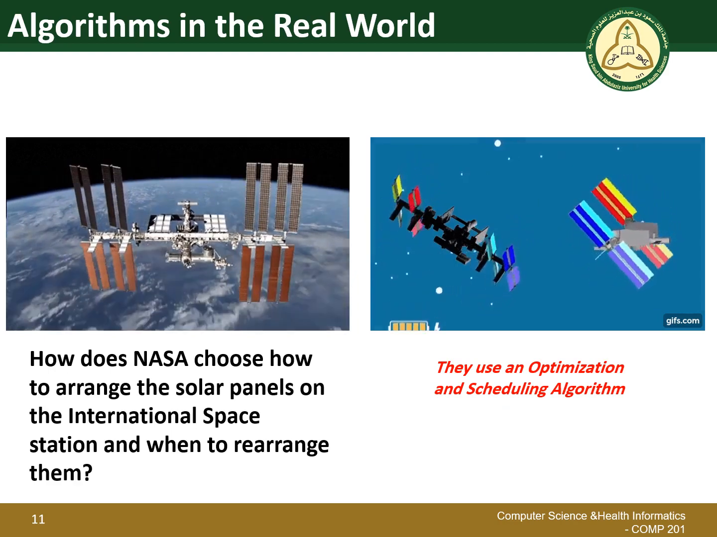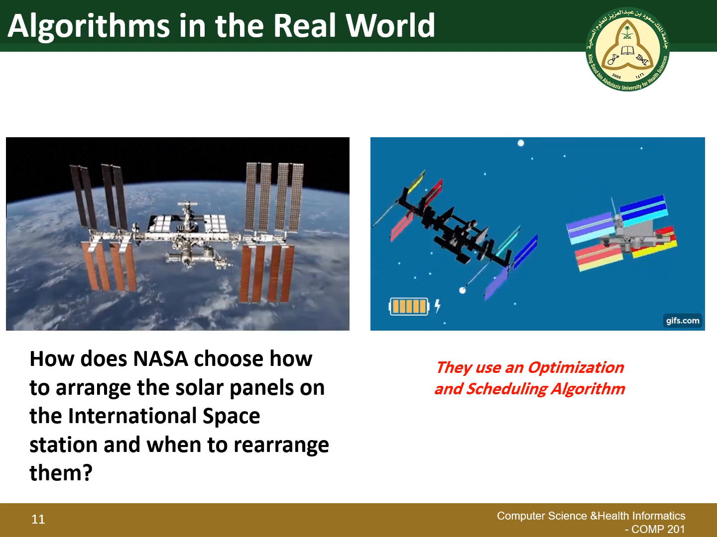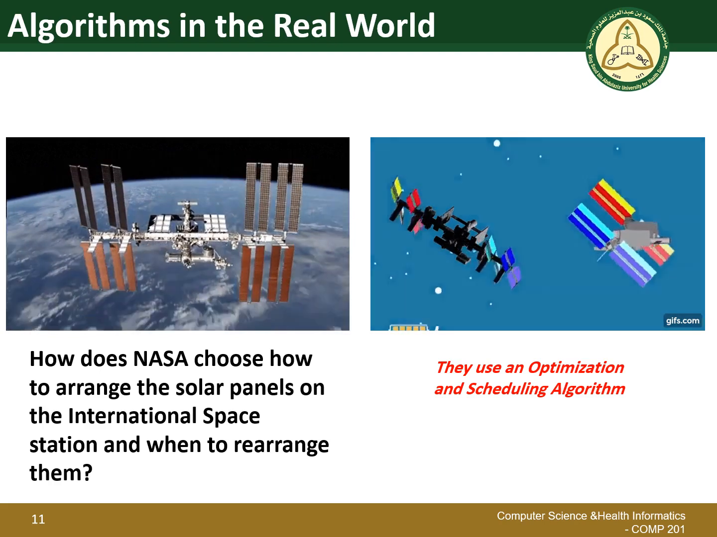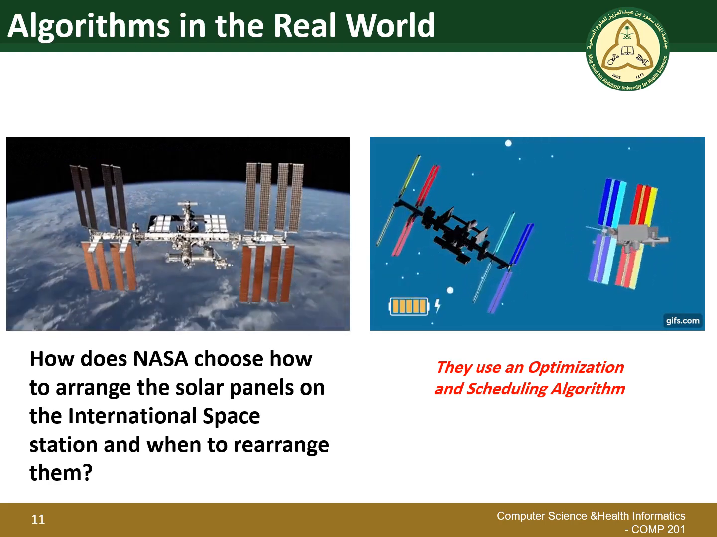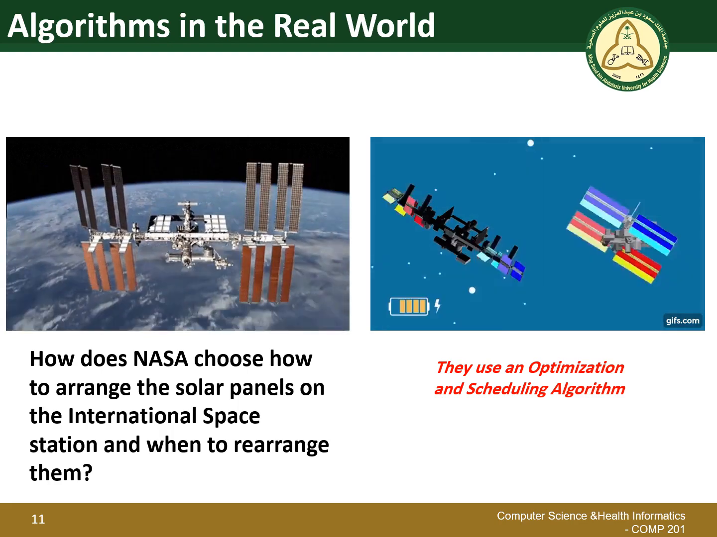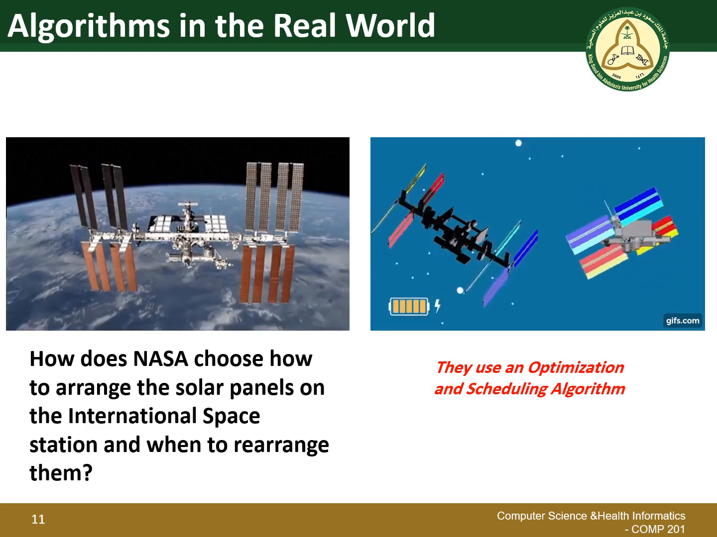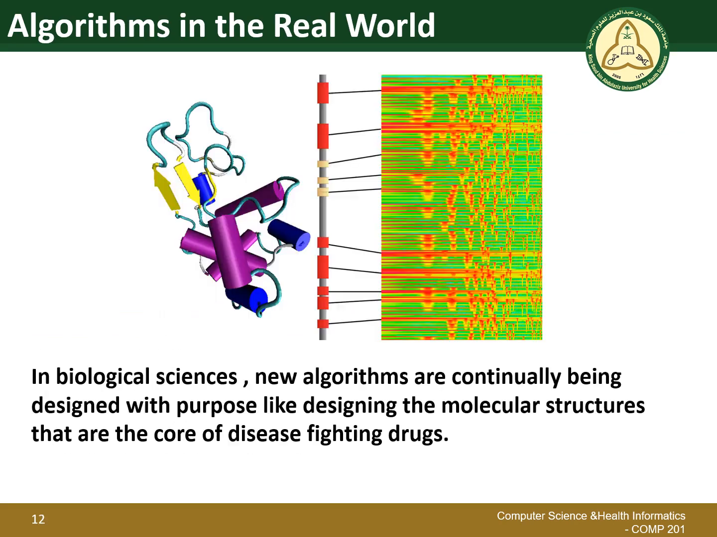What about NASA? How do they arrange the solar panels on the International Space Station, and when? The answer to this question is they use optimization and scheduling algorithms. These are very complex algorithms to accomplish tasks that cannot be done by humans.